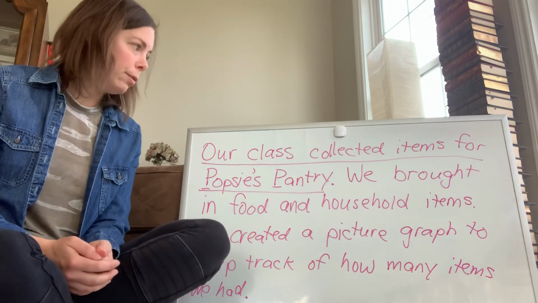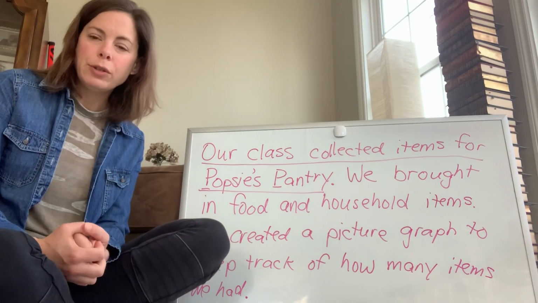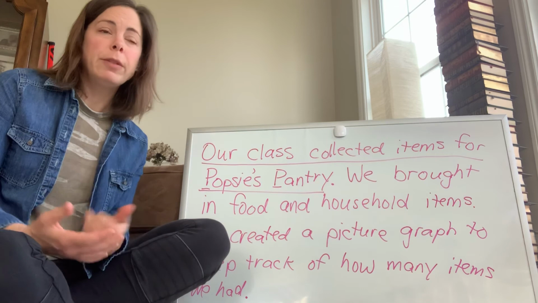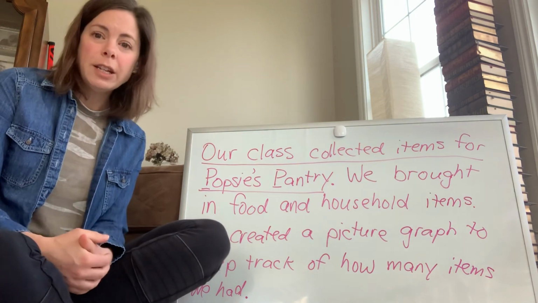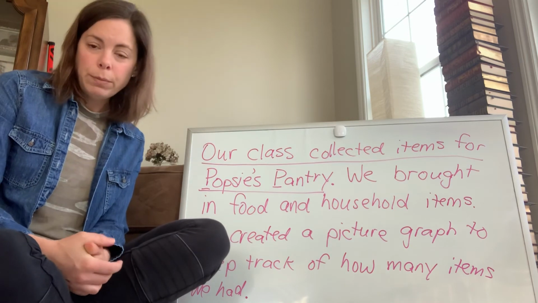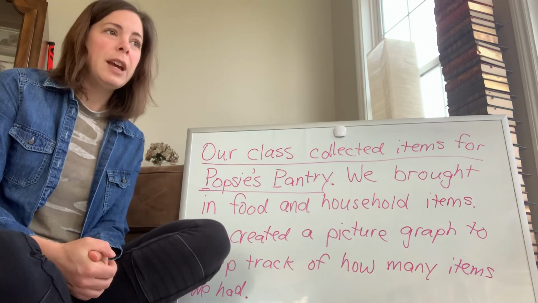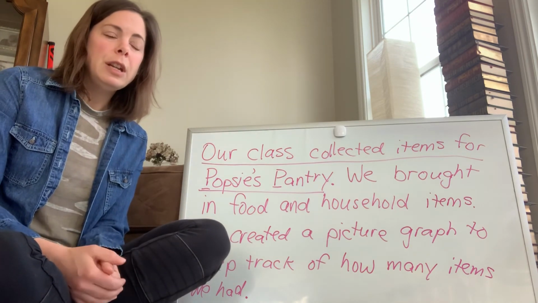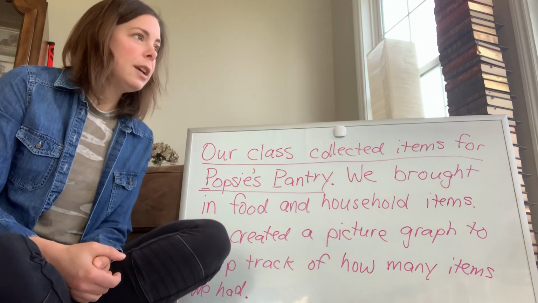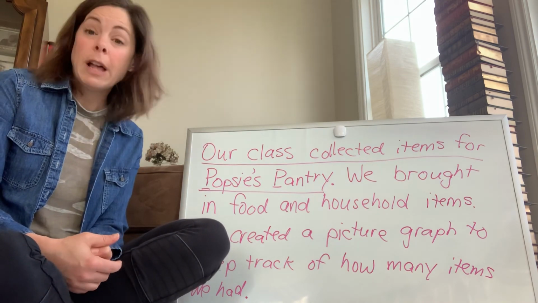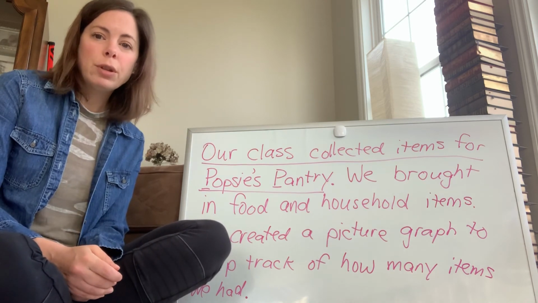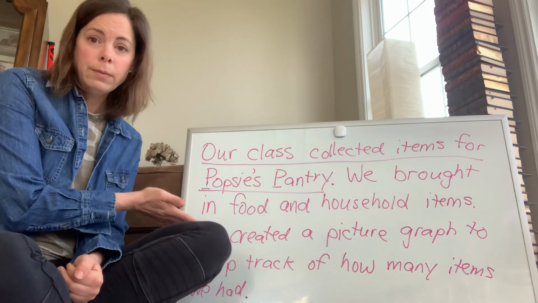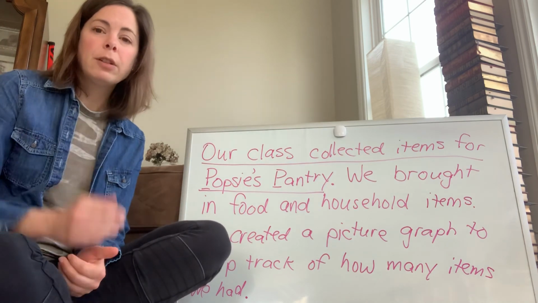So like the first one, we collected items for Popsy's Pantry. It tells you what it's going to be about. I'm going to write about the items for Popsy's Pantry. To close in, I might say it's a mitzvah to collect food pantry items. Or I might say we helped our community in need. Or I might say I'm glad that I helped other people by collecting items. So after your 3 details, remember I only have 2, you want to tell me a closing sentence.